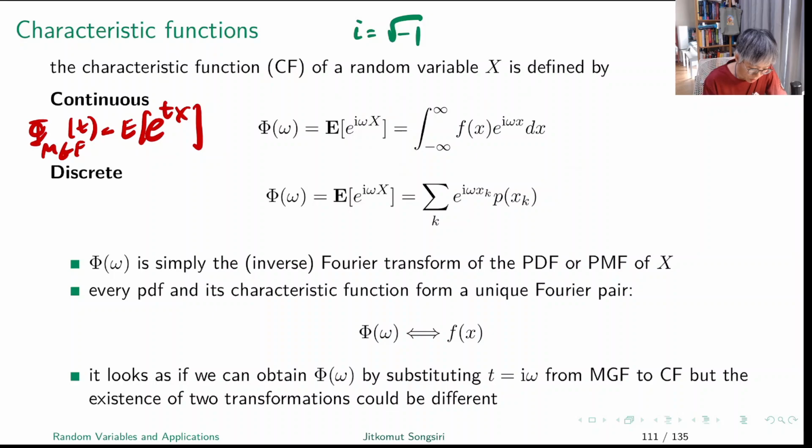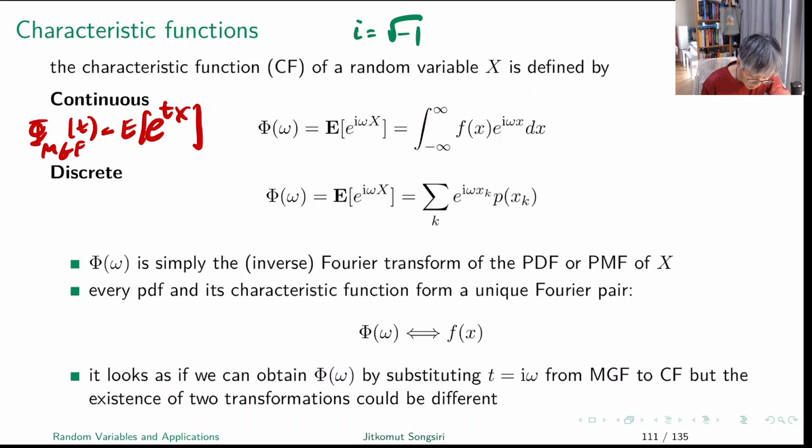This is the continuous random variable case, so that's why you take the integral of the PDF, probability density function, with e to the i omega x. When the random variable x is discrete, you interpret that expectation as a sum, and this sum is taken over the range of k or xk, whatever the range space of that discrete random variable is.